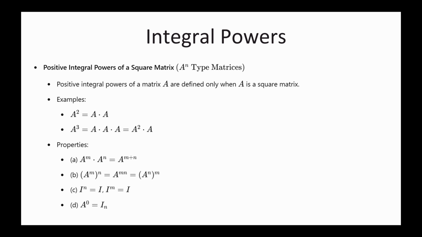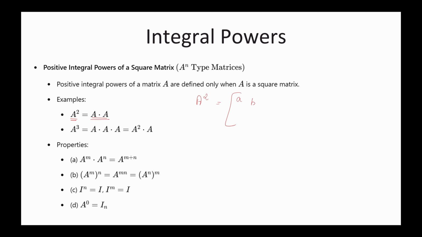Now let's learn about integral powers. What if I have A to the power n, or I have some powers of my matrices, or I'm multiplying the same matrix again and again? How can I write it down? So A square can be written down as A into A. Let's say if I have A square, how can I write it down?